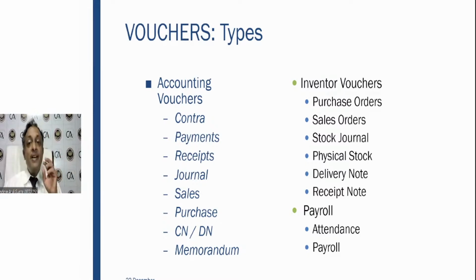So accounting vouchers, inventory vouchers, payroll vouchers. So contra is a bank cash voucher that you know. So I'm not reading that. You know that. So this is not what we want to learn. You are reading that in your accounts and all those. Okay. Then payments.